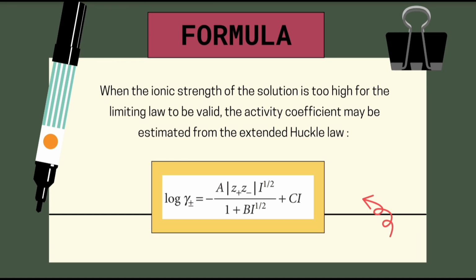So here's the formula. Log gamma plus-minus is equal to minus A times the absolute value of Z plus times Z minus, times I to the power of 1/2, divided by 1 plus B times I to the power of 1/2, plus C times I. So you're probably wondering what these symbols stand for.